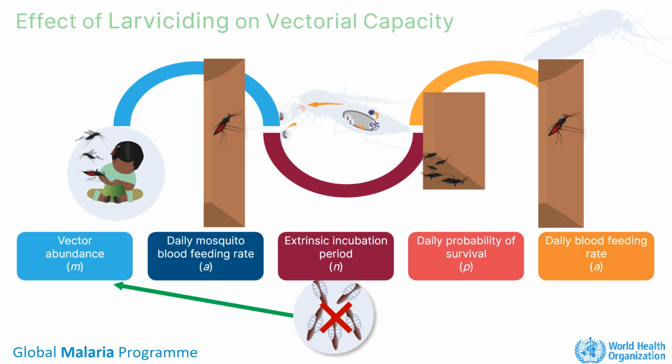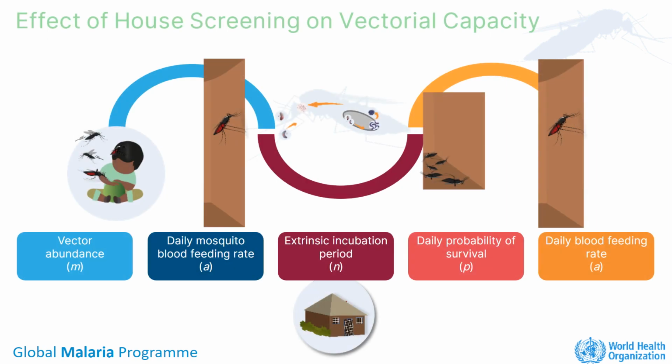or IRS. The final supplementary vector control intervention currently recommended by WHO is the use of screens on windows, ceilings, doors, or eave spaces in houses. Screening prevents the entry of indoor resting or indoor feeding mosquitoes, which reduces their daily blood feeding rate. There is currently insufficient evidence to say whether reducing mosquito entry into houses has an overall effect on the mosquito population size in areas where vector mosquitoes prefer to feed on humans.